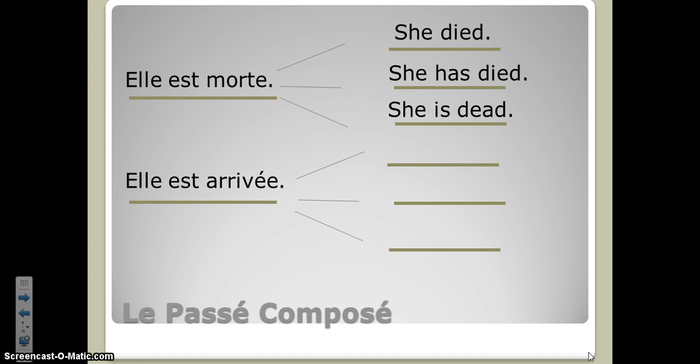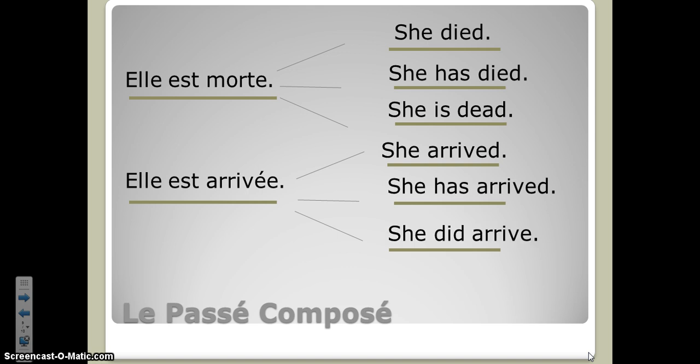And one last example, elle est arrivée, could translate to she arrived, she has arrived, and she did arrive. Notice we're not translating the est because you don't translate the helping verb necessarily. And so we would never say she is arrived. And you certainly wouldn't say she is arriving because that's the present tense. So that's why it's important that you don't look at it as individual words, but just look at the overall unit and then what are you trying to express in English. That's where yesterday's lesson on the present tense is important as well, so you don't mix up those things.